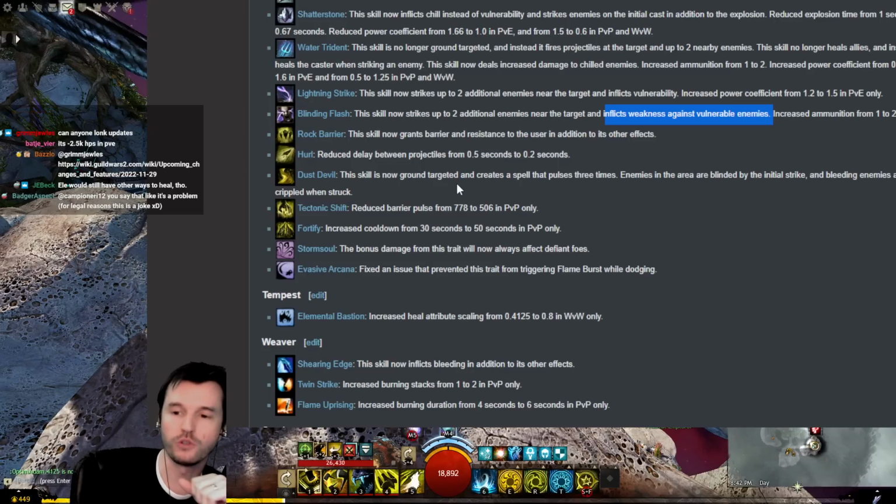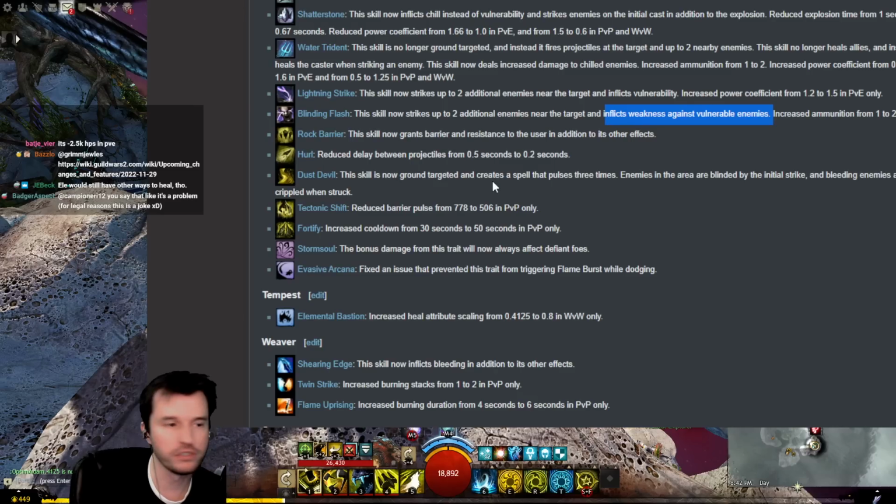Dust Devil is now ground targeted. They displayed this on a group of golems, and when you cast it, it makes a field. The tornado appears and just spins there in that position for 3 pulses. Enemies in the area are blinded by the first pulse, and if they are bleeding, they will get crippled by it.